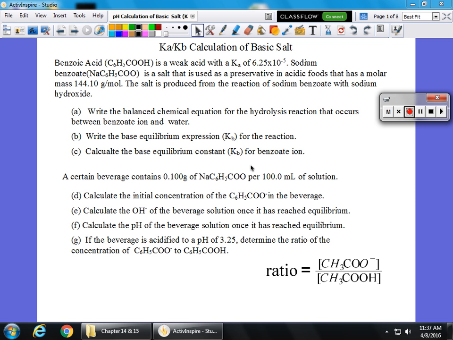Okay, so let's hop in. In this case, you're given benzoic acid, a weak acid. They tell you the Ka, and you have sodium benzoate, which is a preservative used in acidic foods. They're giving you a molar mass of it, and we're going to be looking at this kind of buffering type solution and an acid-base solution. So it asks you to write the balanced equation for the hydrolysis, and the Ka, Kb calculation. So let's work our way through.